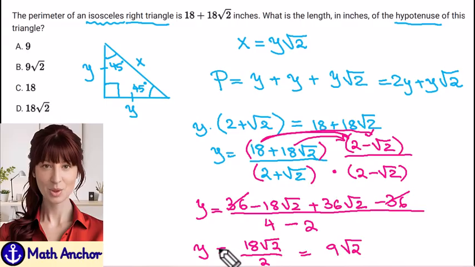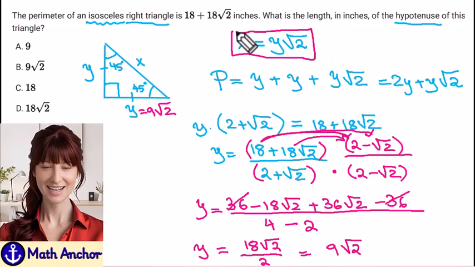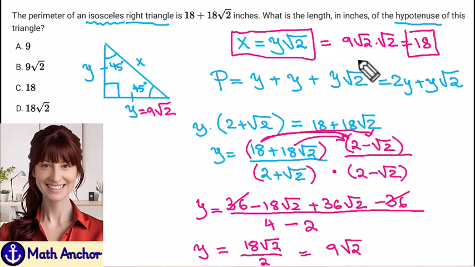Now remember that y represented the length of the leg. We are to find the length of the hypotenuse. So we are coming back to this formula here, and we're going to replace y with 9 square root 2. So the hypotenuse will be equal to 9 square root 2 times square root 2. Square root 2 times square root 2 is simply 2, and 9 times 2 is 18. So our final answer is C.